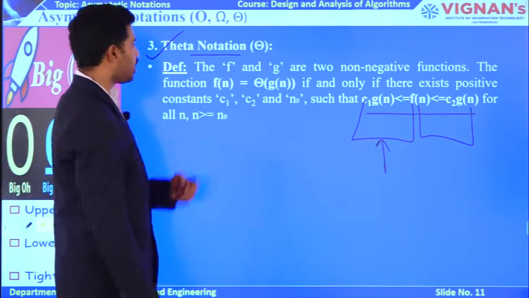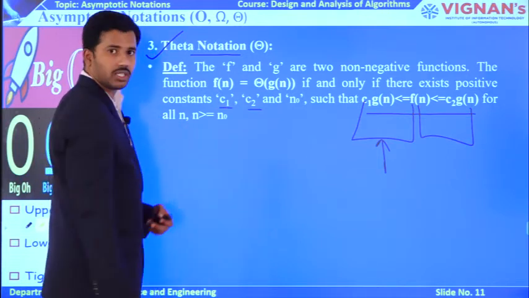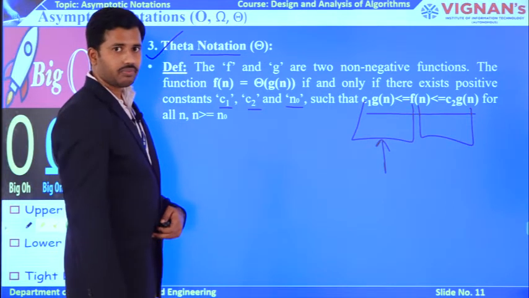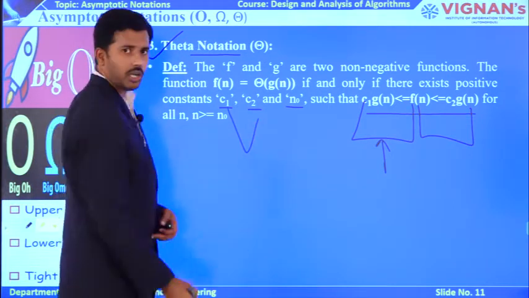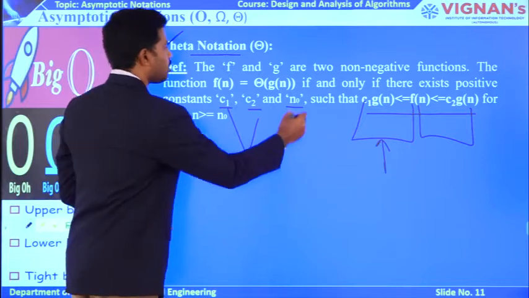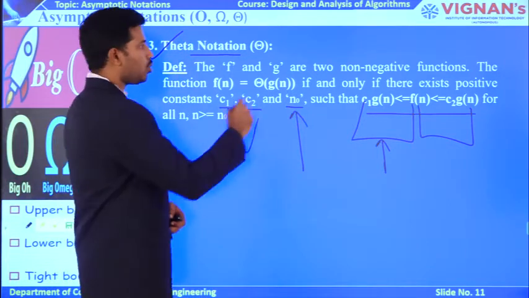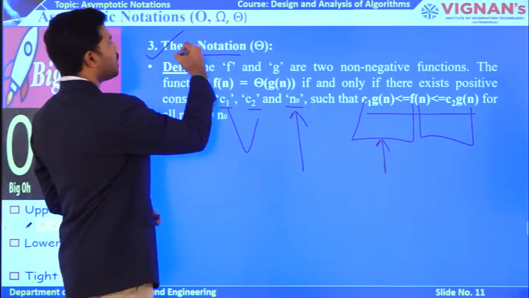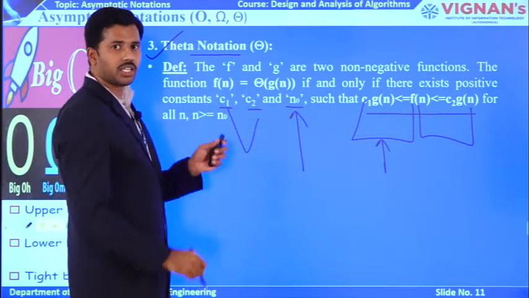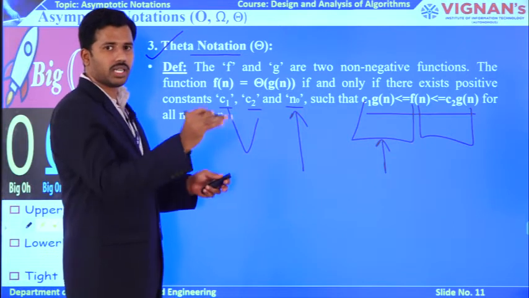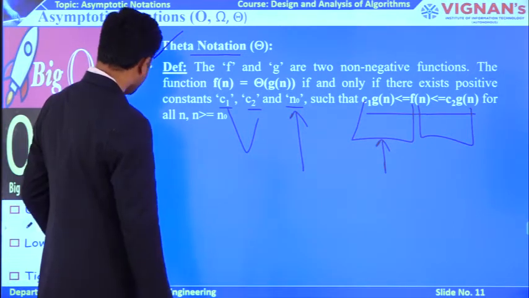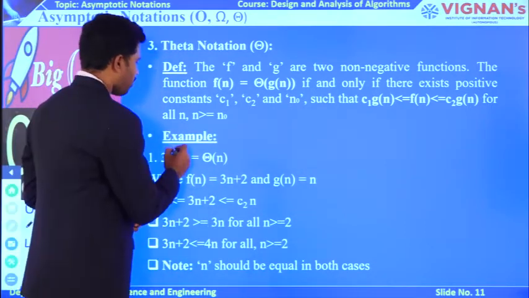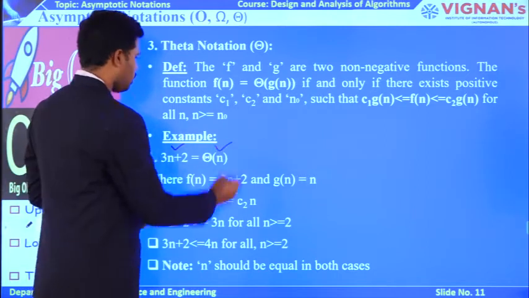But try to remember one thing: you can take c1, c2 values differently, but you must have the same n value. You can take these two values same or different, that is not a matter, but you must prove these two relations have the same n value. Then only you can say that theta has a relation in between best case as well as worst case. Now try to understand one example based on this discussion. Here I am taking an example: my f of n is 3n plus 2 and g of n equal to n.